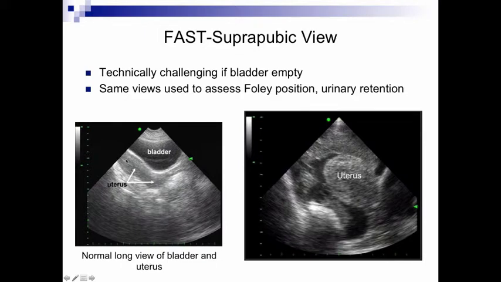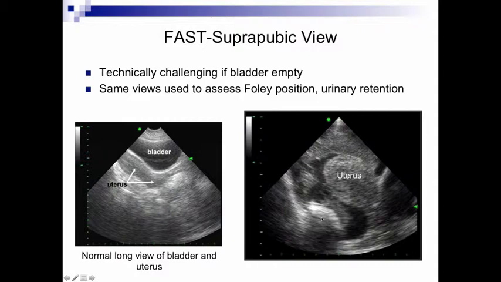And if you have a traumatically injured female patient and you're performing a longitudinal view of the suprapubic space, and you identify a hypoechoic structure posterior to the bladder, that's the uterus, but anything anechoic around that uterus is going to be deemed to be blood in the appropriate clinical context.